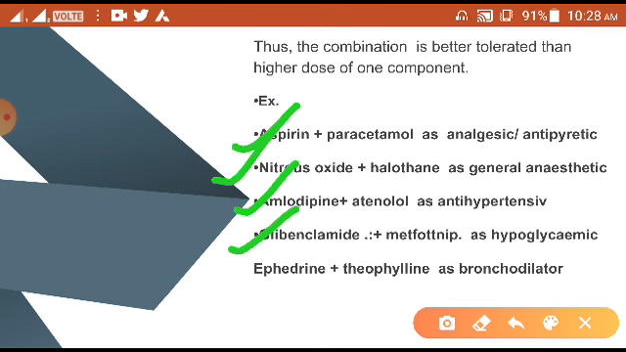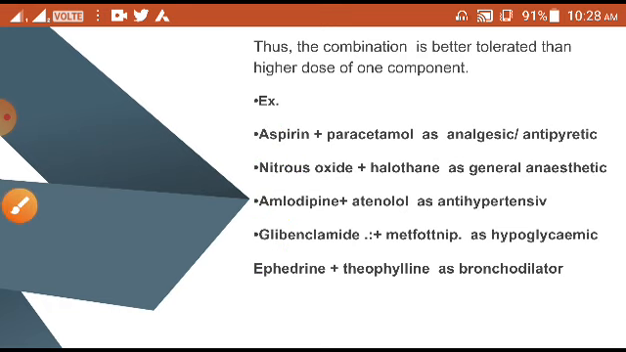Ephedrine and theophylline as bronchodilators, so both produce the bronchodilation effect. So when you need a little more effect or with lesser side effects, you try to combine ephedrine with theophylline, right? So these are examples of additive combinations.